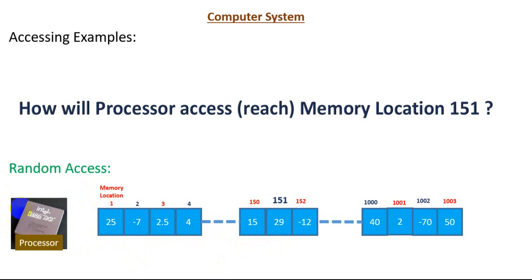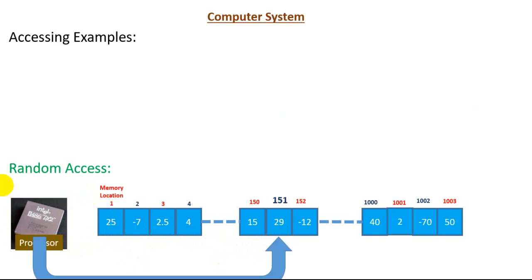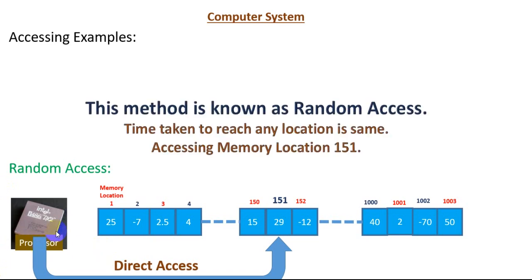So in random access, what happens is the processor can directly go to the location without going into each one by one. So this is called direct access. Okay. So this method is known as random access. If the processor wants to access memory location number 1003, it will directly just go there. It need not go through all of this. That's the way the computer is wired. Okay. So that kind of wiring is what random access means.